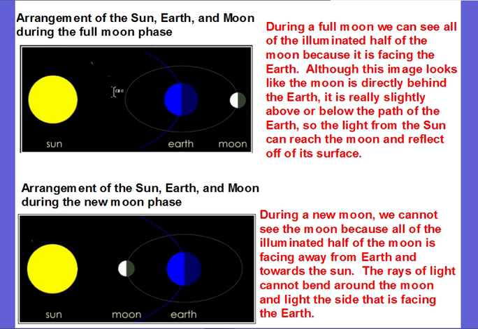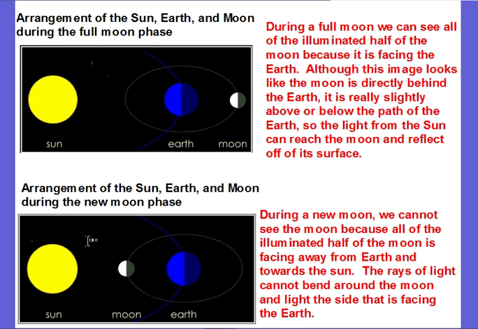But during a full moon phase, we can see all of the illuminated half of the moon because it's facing the Earth. So in this image, because it's two-dimensional, it looks like the moon is directly behind the Earth, which might make you wonder, or made many of you wonder in the beginning, how can the sun be shining on the moon if it's behind the Earth? It's really not directly behind the Earth. Its orbit is a little bit tilted, so it's slightly above or below the path of the Earth. So the light from the sun is able to reach the moon and reflect off its surface. So for a full moon, it's sun, then Earth, then moon.